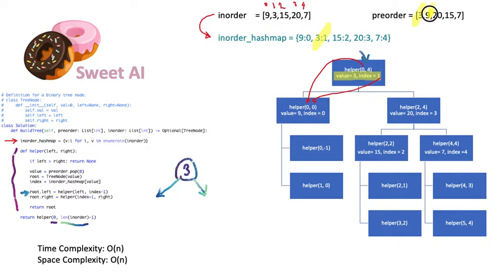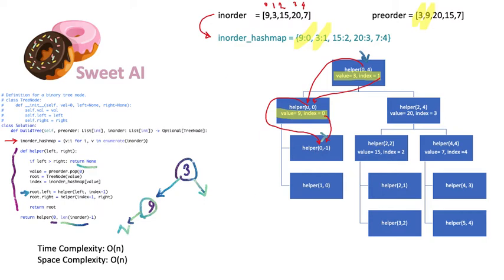Then we check if 0 is not bigger than 0, and we pop the next item, which is 9, and build a node here. Then we check the index of 9 in the hash map, which is 0, as you see here. Now we use this index and this index to call the helper function again. And as you see, 0 is bigger than -1, so we return none here.